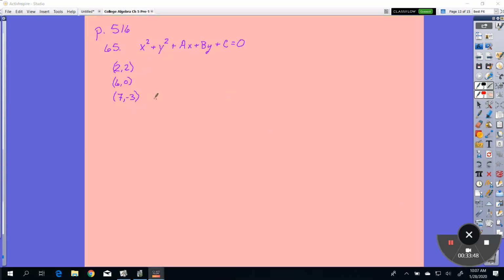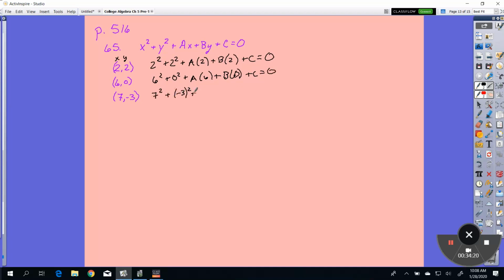65 is the same idea as 51, but more challenging. These are my x's, these are my y's. So I have 2 squared plus 2 squared plus a times 2 plus b times 2 plus c equals 0. That's my first equation. My next equation is 6 squared plus 0 squared plus a times 6 plus b times 0 plus c equals 0. My last equation, 7 squared plus negative 3 squared plus a times 7 plus b times negative 3 plus c equals 0.